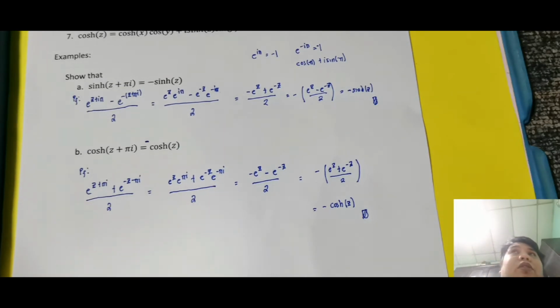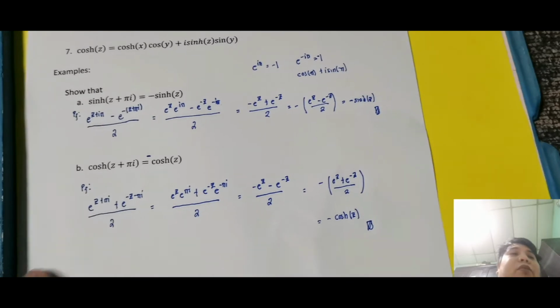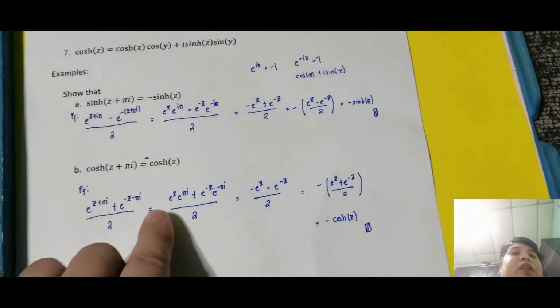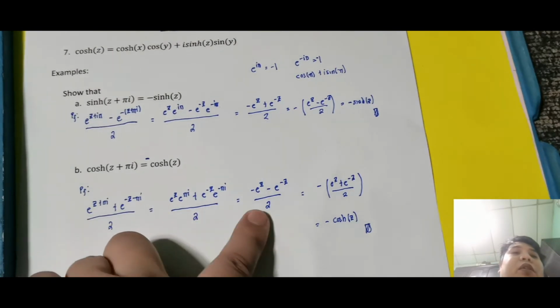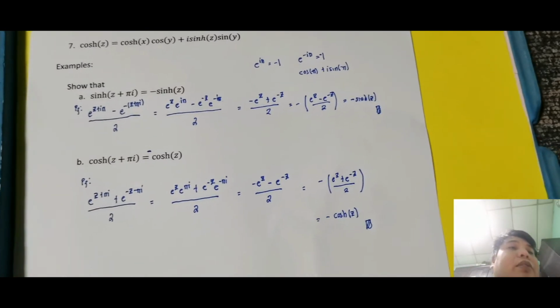Kung titignan mo, kung isasolve mo siya by Euler's formula, or basta i-try mo, makikita mo yung values niya. Pag ginawa mo siyang trigonometric form, tapos in-evaluate mo yung value, negative 1 lang siya. Pero ito yung result. So, I guess, mali lang or typo lang talaga si book. Okay, so let us proceed na.